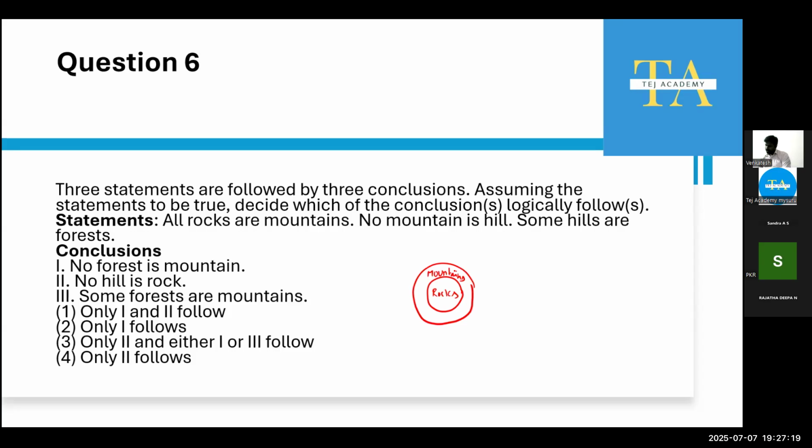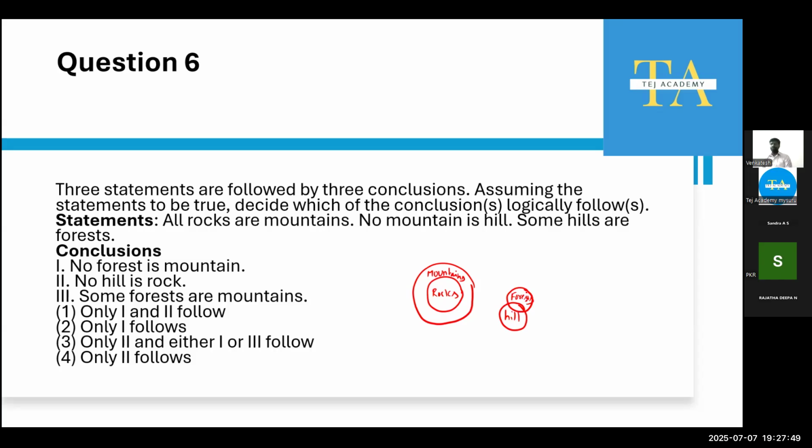No mountain is hill. Clear. Okay, so next statement: some hills are forest. So this is based on the information we draw in the diagram.